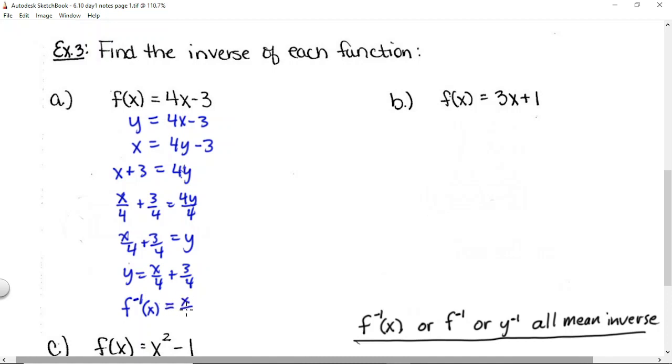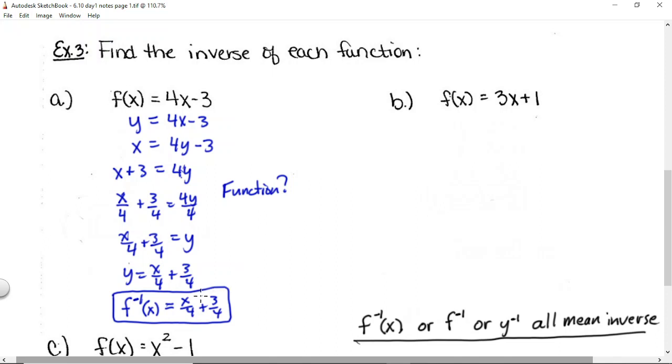And I'm just rewriting the rest of it. So that is the inverse of the function. Now we'll often ask, is it a function? Is the inverse a function?